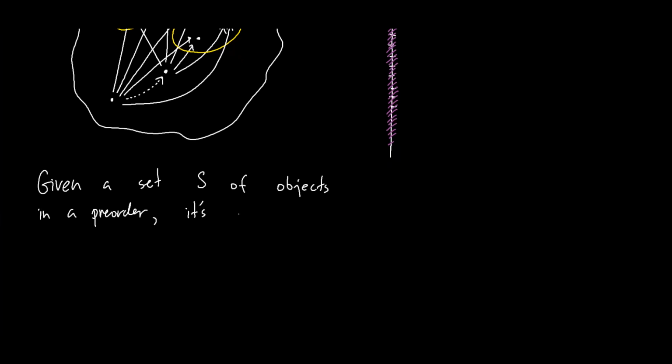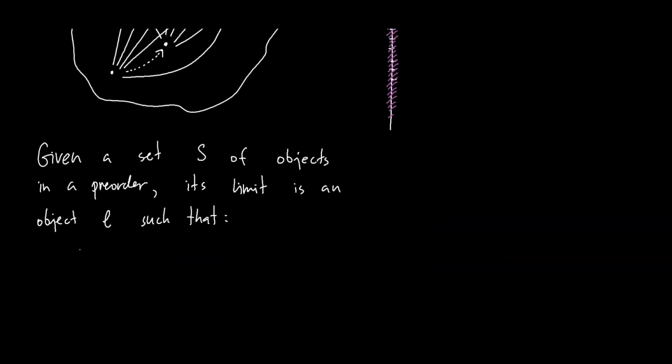its limit is an object L such that 2 properties hold. The first one says that L is less or equal to S for every S in the set S.